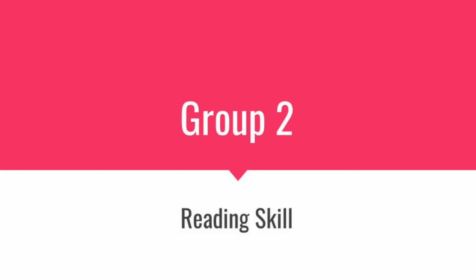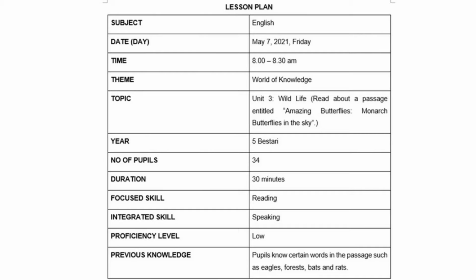This is Veronica from Group 2, and together with my groupmate Adriana we will be presenting on our work, particularly on the reading skill. Before we explain more about the activities and materials we have planned for this task, I will first talk briefly about this lesson plan. It is a speaking integrated reading lesson plan for Year 5 under the theme of World of Knowledge, Unit 3 Wildlife, and specifically for this lesson, the pupils will be learning about monarch butterflies. This lesson plan is designed for pupils with low proficiency.